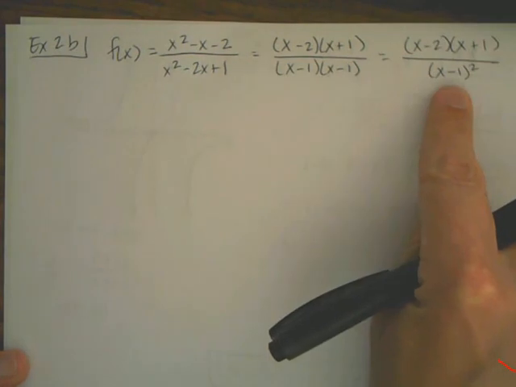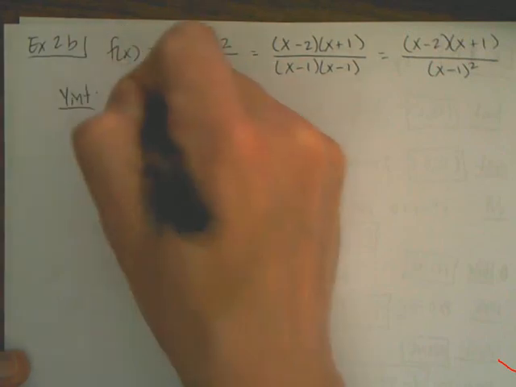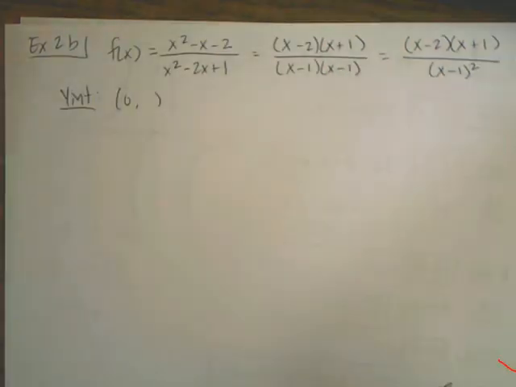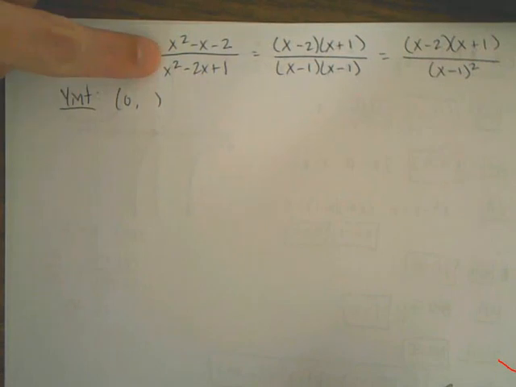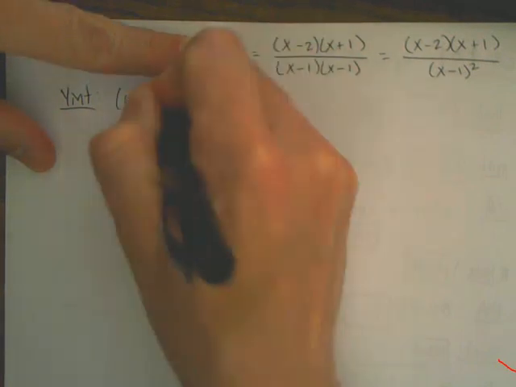All right, for the y-intercept, plug in 0 for x, and simplify. Hopefully by now you're noticing that just plugging in 0 for all these x's makes them disappear. And we got negative 2 over 1, which is negative 2. That makes it much easier.